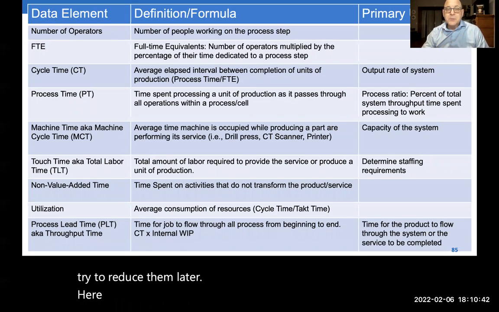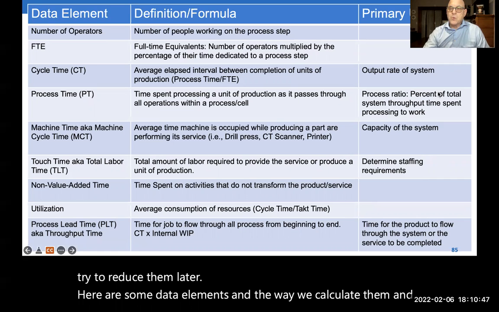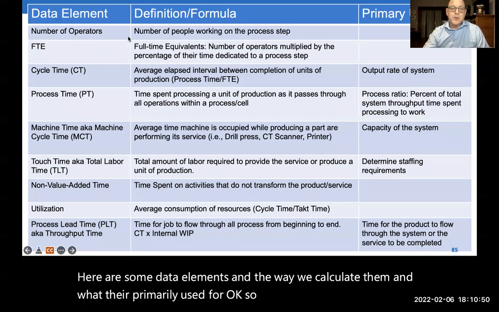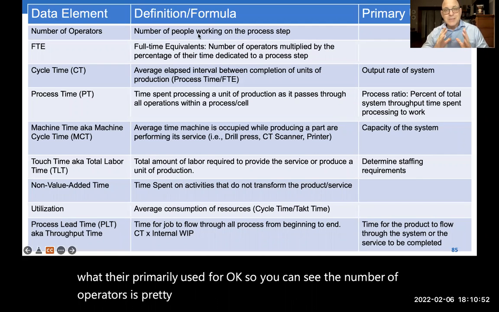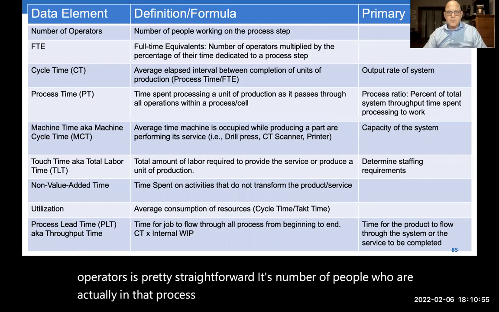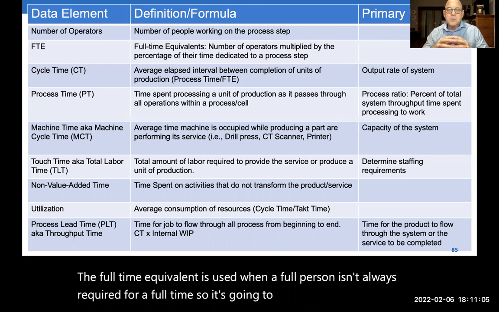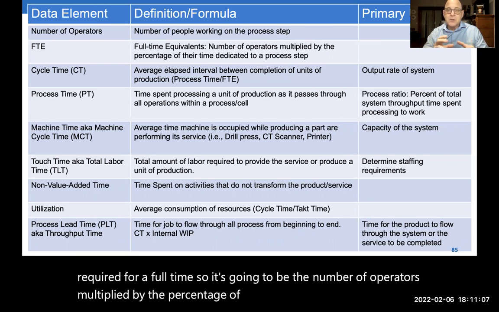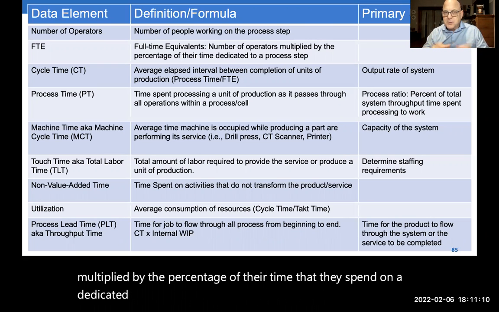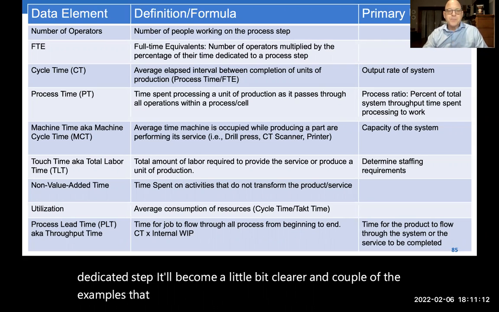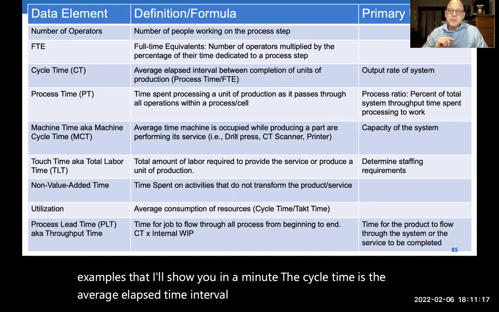Here are some data elements, the way we calculate them, and what they're primarily used for. The number of operators is pretty straightforward: it's the number of people actually in that process box. The full-time equivalent is used when a full person isn't always required for the full time. So it's the number of operators multiplied by the percentage of their time spent on a dedicated step. It'll become clearer in a couple of the examples I'll show you. The cycle time is the average elapsed time interval between completion of units of production.